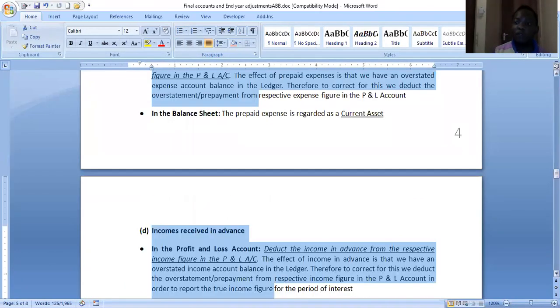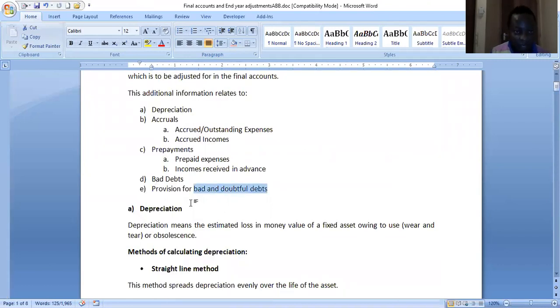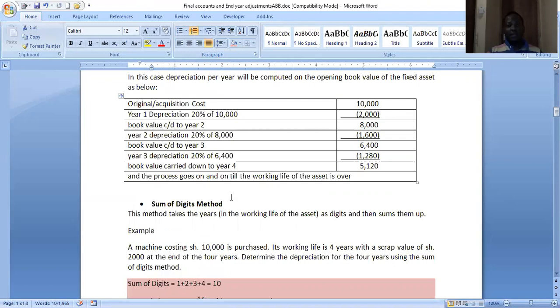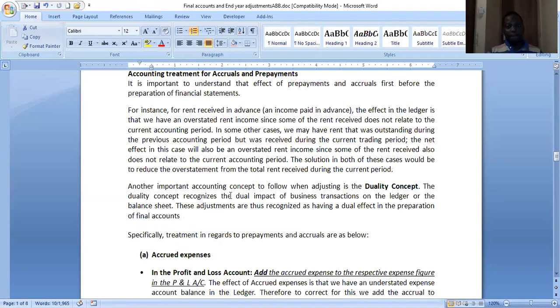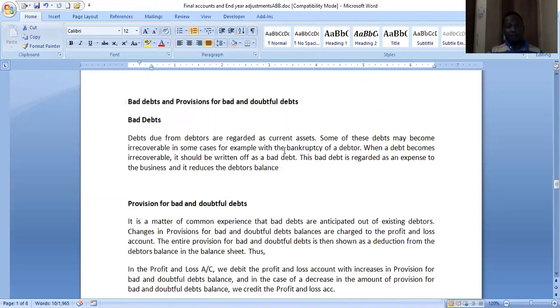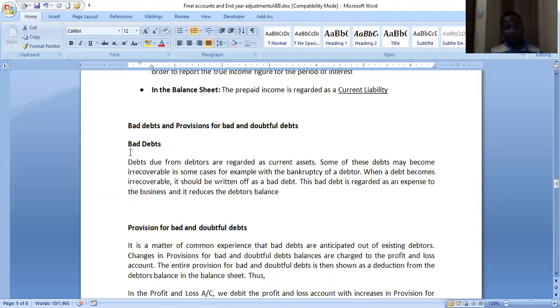Next, we move on to the other adjustments. The fourth one is bad debts, and the fifth one is provision for bad and doubtful debts. So we move on to their details. So bad debts. What is a bad debt?